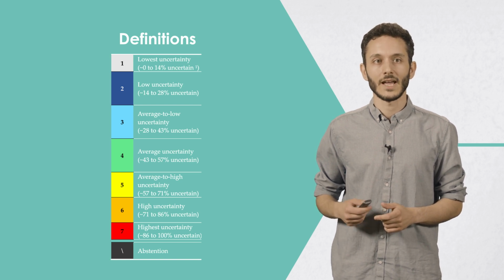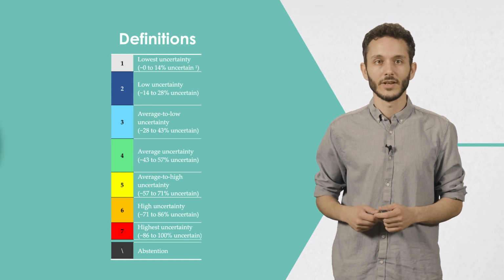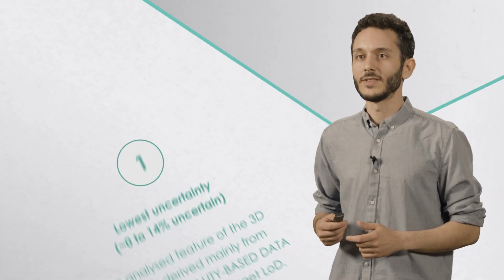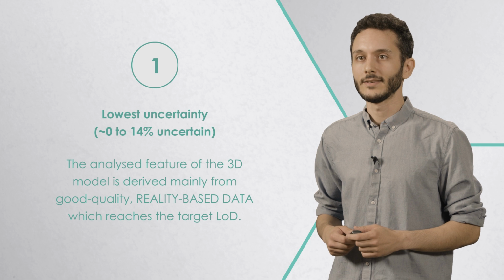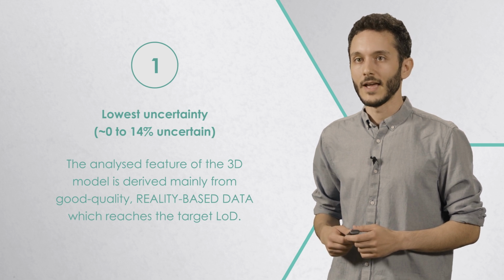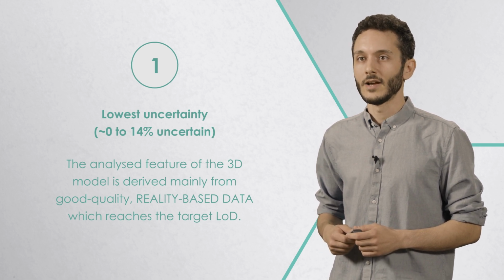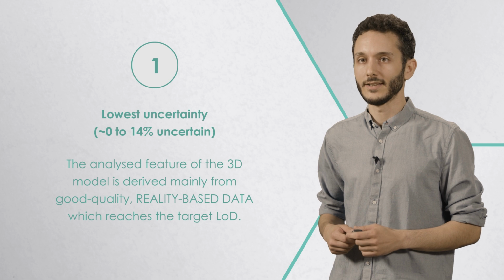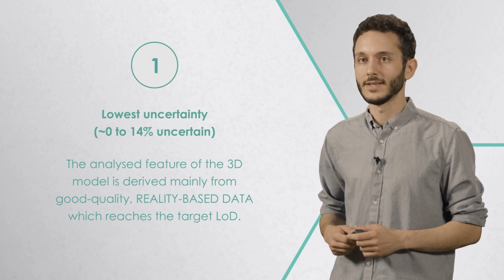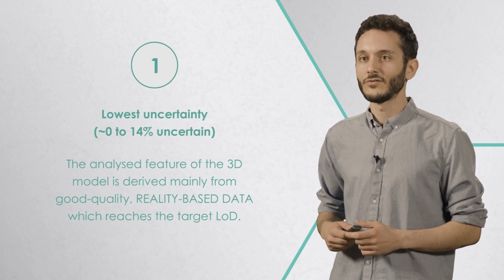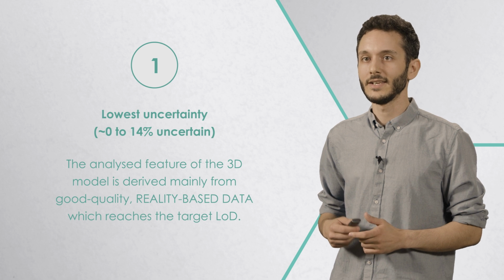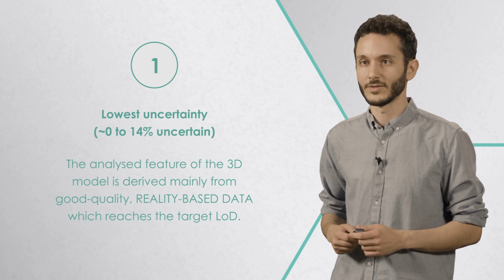For a more objective analysis, uncertainty quantification is based on user-independent criteria. The first level of the scale, represented by the color white, has minimal uncertainty. Elements assigned to this level primarily derive from real-world data, for example, archaeological remains, that are reliable and reach a level of detail at least equal to that desired for the reconstruction.